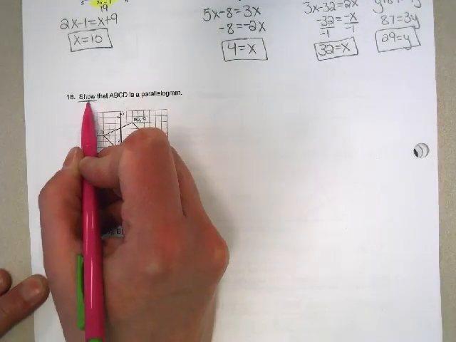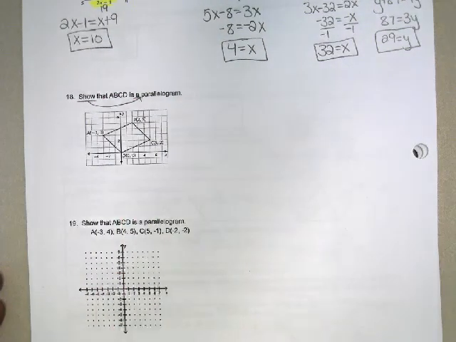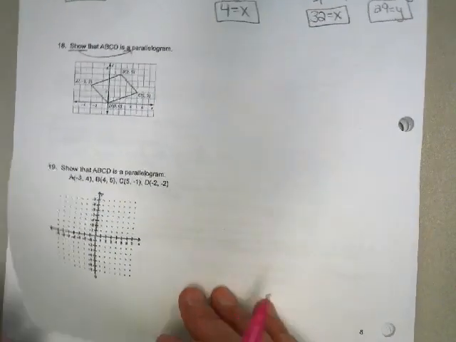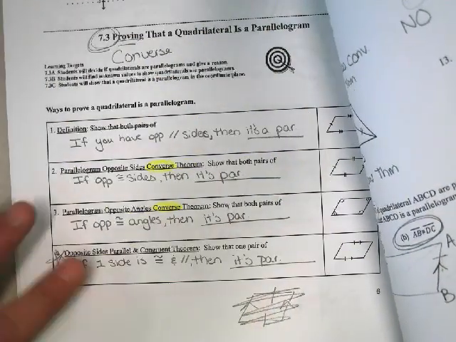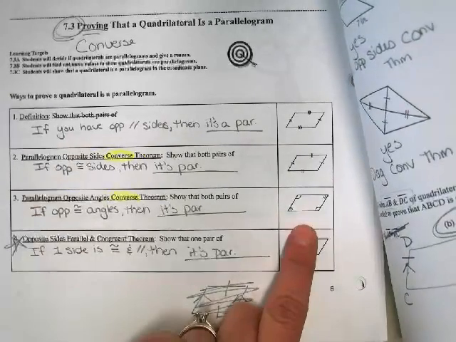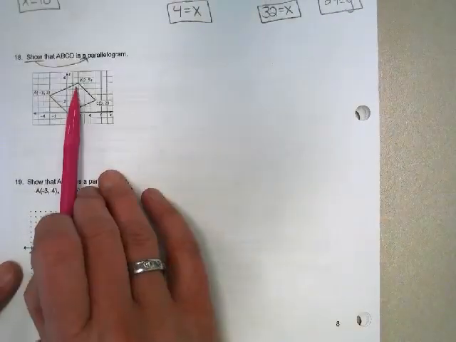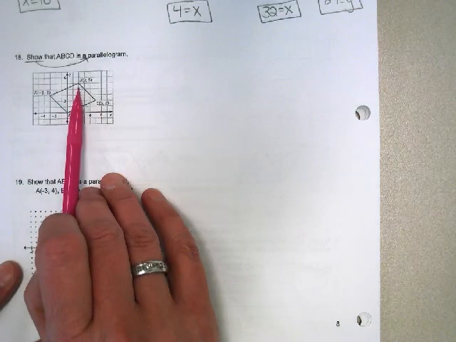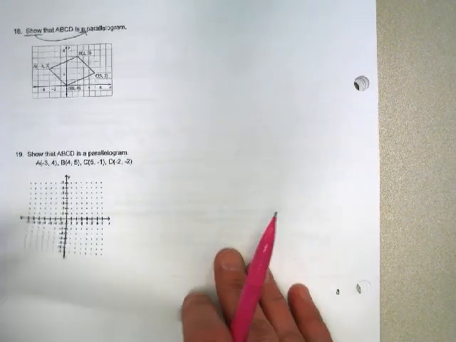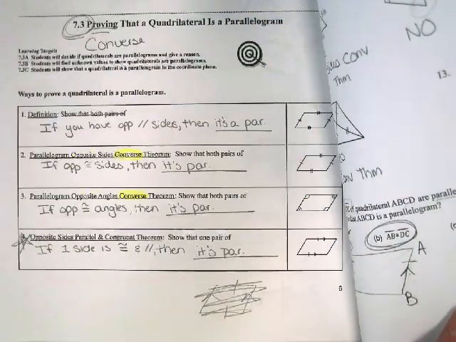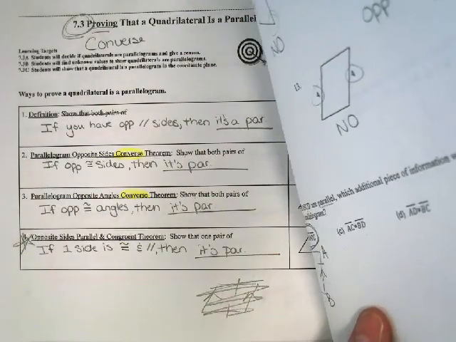Now, the next two are practically the same question, but you have to show that it's a parallelogram. So in this one, you're going to have to pick pretty much one of these to decide which one to show. The only one that you really can't pick is this opposite angles, because I don't know how you would actually calculate this angle right here to show that they're congruent. So don't pick that one.